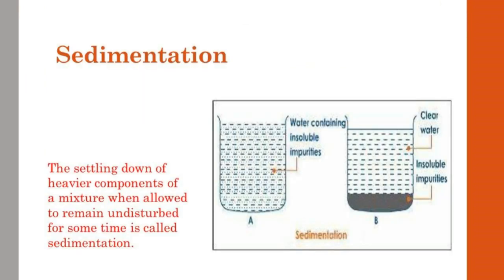Sedimentation. Rice and pulses are often mixed with very fine straw, husk, or dust particles, which have to be removed before cooking. Are you familiar with the way this is done at home? The lighter impurities float while heavier rice grains sink to the bottom. This is called sedimentation. So, the settling down of heavier components of a mixture when allowed to remain undisturbed for some time is called sedimentation.